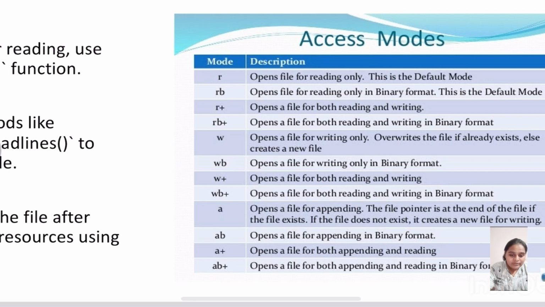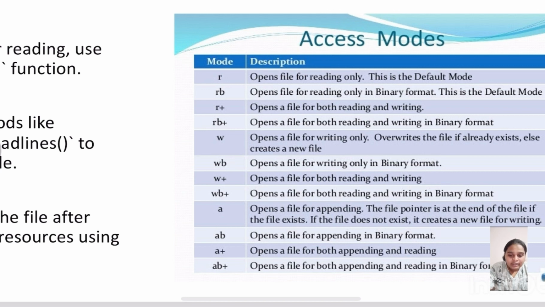wb+: opens a file for both reading and writing in binary format. a: opens a file for appending. The file pointer is at the end of the file if the file exists. If the file does not exist, it creates a new file for writing. ab: opens a file for appending in binary format. a+: opens a file for both appending and reading. ab+: opens a file for both appending and reading in binary format.